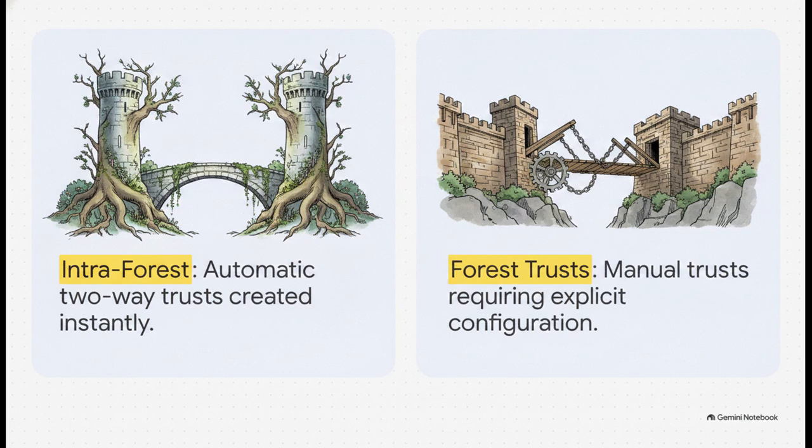Now, to connect all these logical structures together, we use something called trusts. What's cool here is that intra-forest trusts are completely automatic. So if domain A trusts domain B and B trusts C, well, A automatically trusts C. It's a chain. But say you acquire a totally new company that has its own separate forest. In that case, you have to manually configure a forest trust to safely bridge those two totally distinct environments.